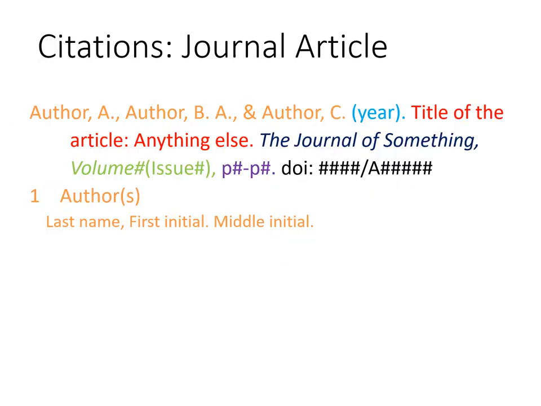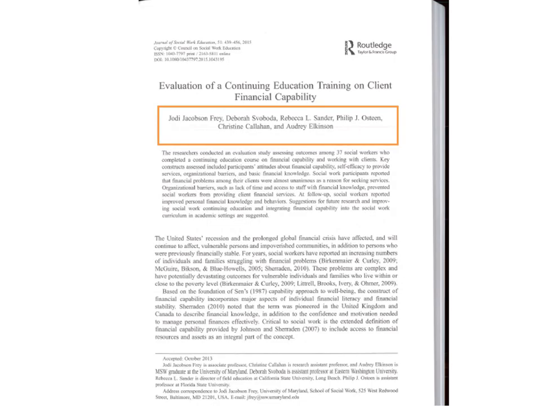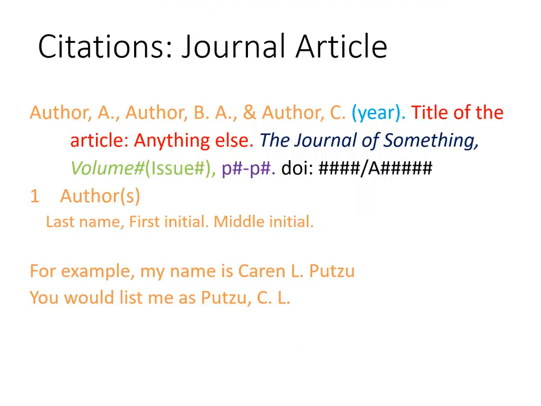Back to the components of a journal article citation, first you list the author or authors' names. The format is last name, comma, space, first initial, period, space, middle initial, period. You will have to put the authors' names into this format. If we go back to the example article, you can see that the authors' names are listed first name first, then last. You have to transform their names into this format.